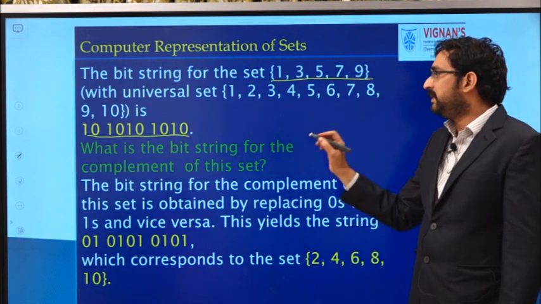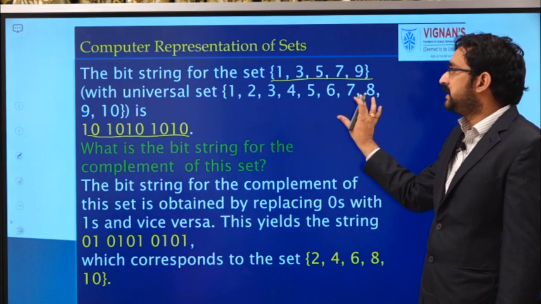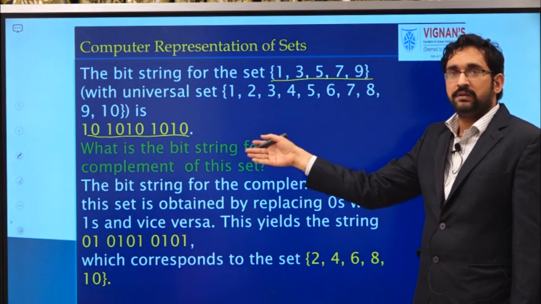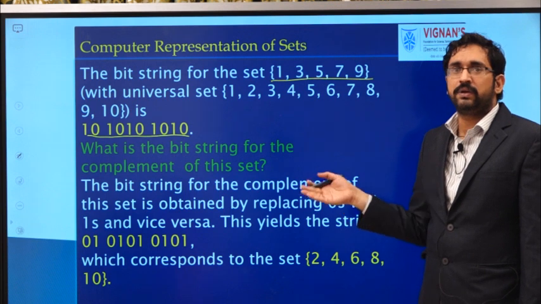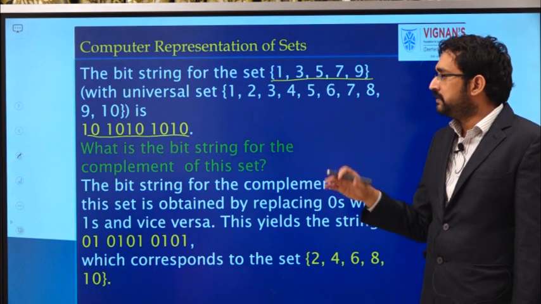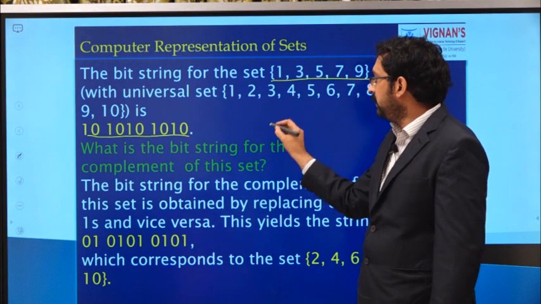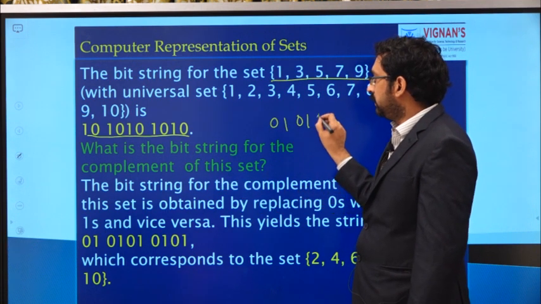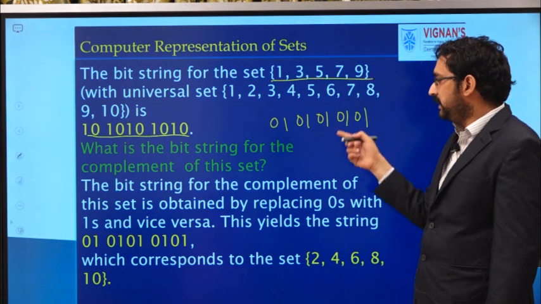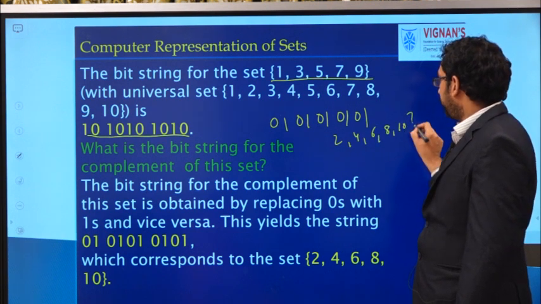Here we have to find the complement. What is the bit string for the complement of the set? Here one universal set is given. For this we have taken a subset and represented it in a bit string. So we have to find its complement. How can we find the complement? The complement of a bit is nothing but converting 0 to 1, 1 to 0. So if we find the complement for this bit string, it will be 0, 1, 0, 1, 0, 1, 0, 1, 0, 1. If we convert it to set form, it is equivalent to 2, 4, 6, 8, 10.